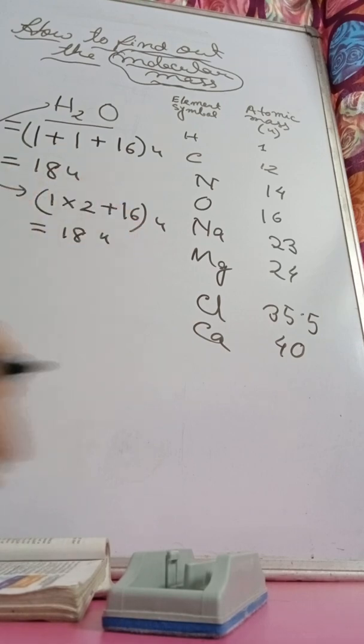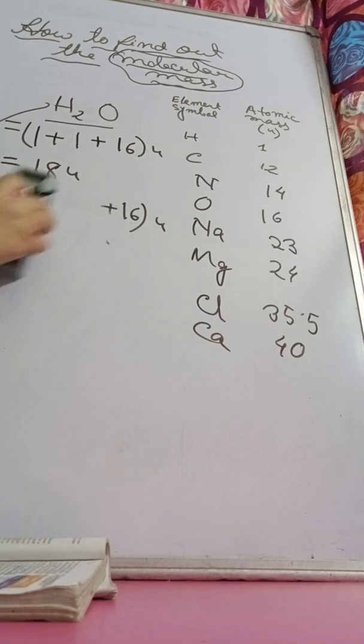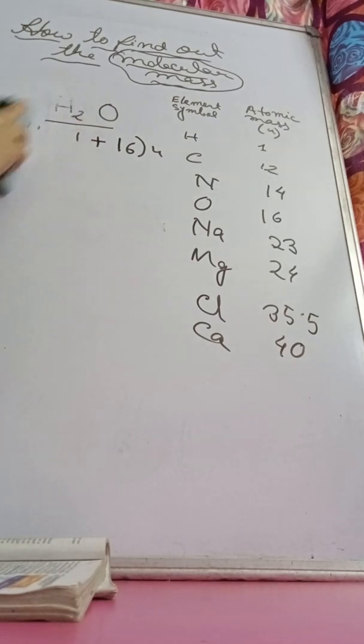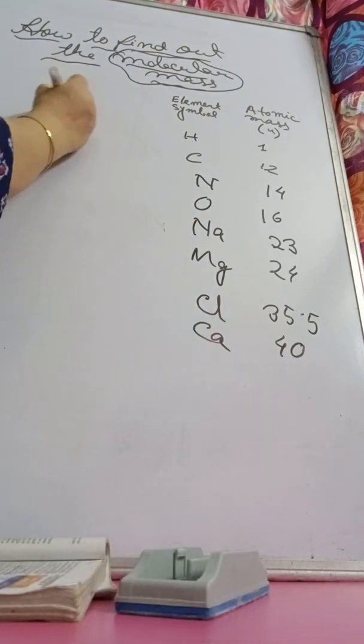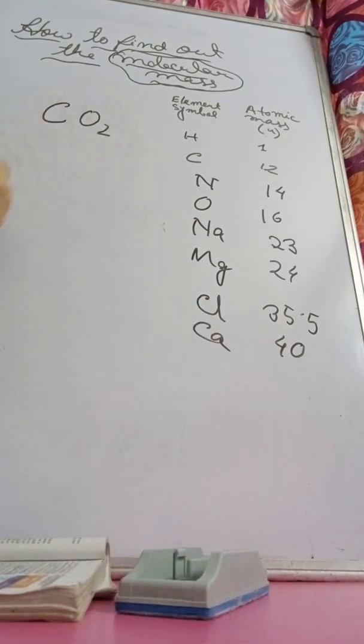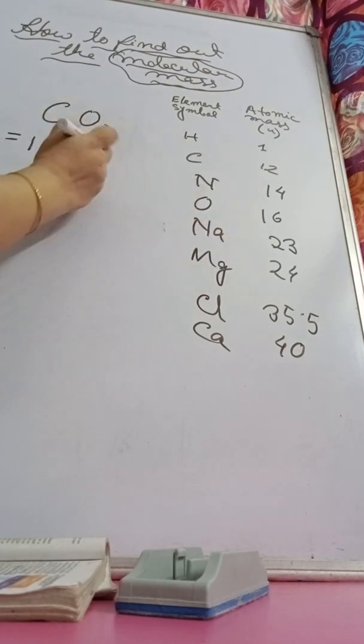Similar to that way, I am taking another example of carbon dioxide, CO2. That means to find out the molecular mass of carbon dioxide, you have to add the atomic mass of one carbon atom and the atomic mass of two oxygen atoms. So how to find it out? Carbon atomic mass how much? 12 plus oxygen atomic mass 16.